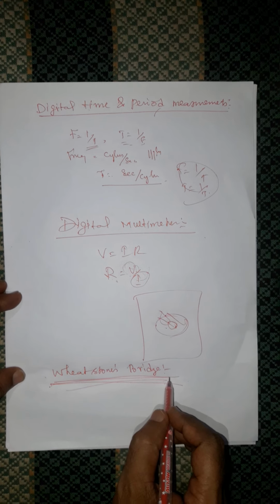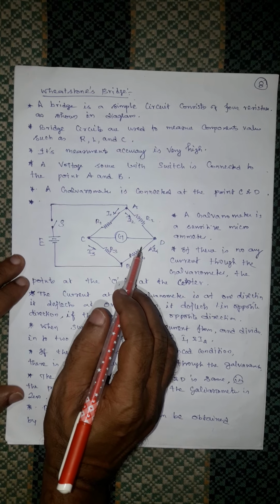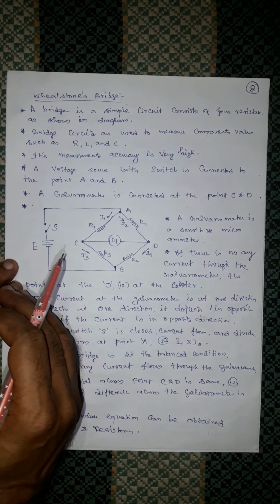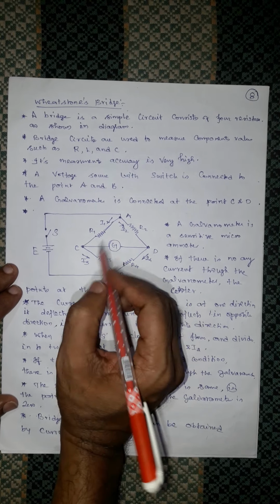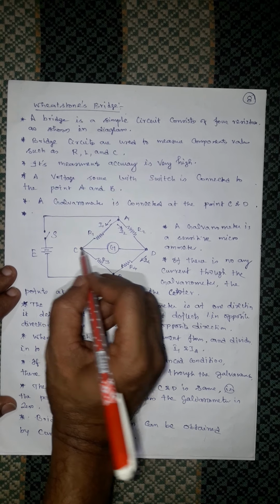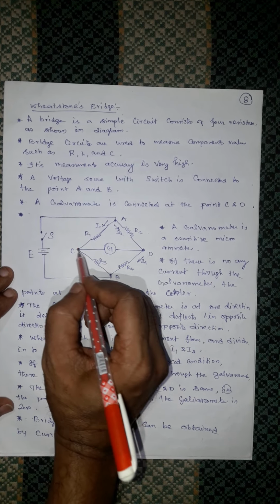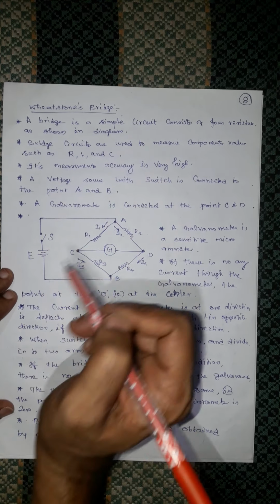Now the topic is Wheatstone Bridge. This is a circuit diagram of a Wheatstone Bridge. Usually the bridge consists of four arms, 1, 2, 3, 4. Then in the middle of that junction, C and D, the galvanometer is connected. The source will be connected at points A and B.